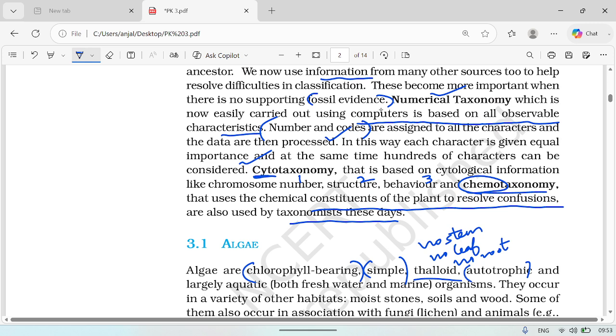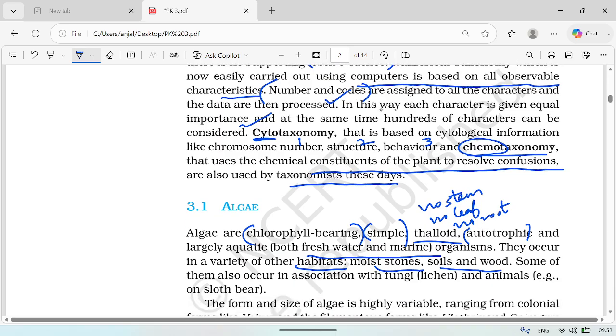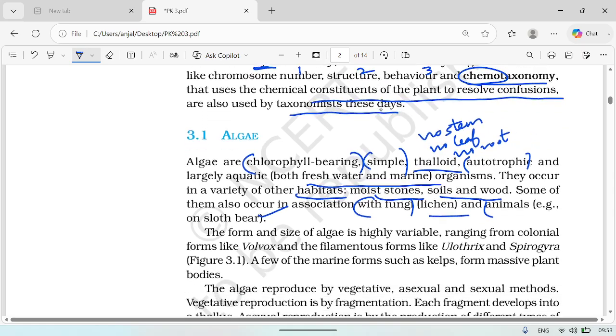Autotrophic, that means they synthesize their own food, and largely aquatic, that is both freshwater and marine organisms, and they occur in a variety of other habitats, moist stones, soils, woods and all. And some of them also occur in association with fungi. Then it is called lichen. And in animals, examples like sloth bear, they have shown association.